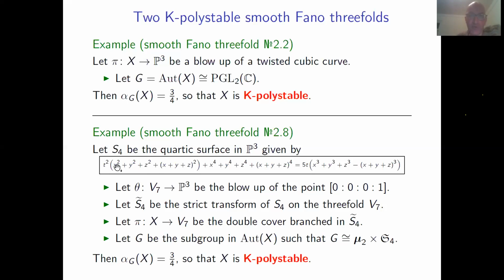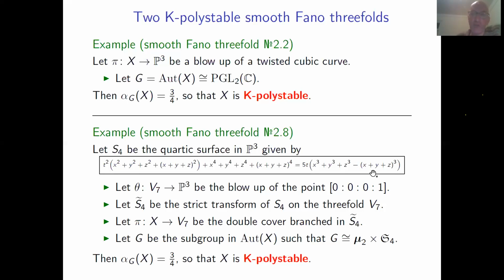First of all, it means that the surface is singular in the point (0,0,0,1), and the singularity is an ordinary node. And another condition why it's so special is that it's actually acted on by the group S4. It has the S4 symmetry. Then you blow up P3 in this singular point. So the preimage of this surface S4 becomes actually smooth once you blow up. So it becomes a smooth K3 surface.